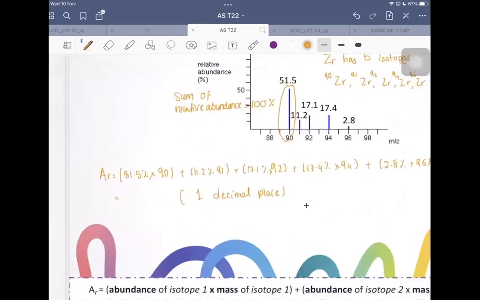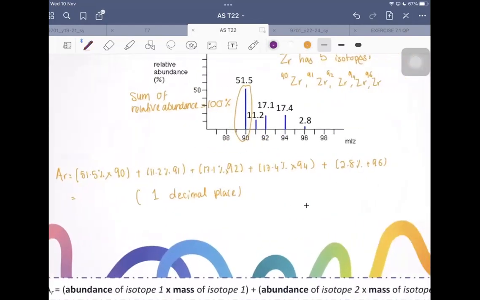Okay, if you want me to label, the first one is zirconium 90. This is zirconium 91, zirconium 92, zirconium 94, and lastly, zirconium 96.